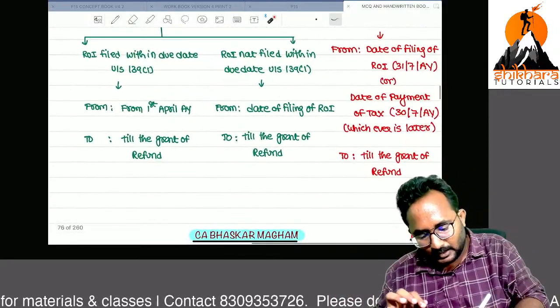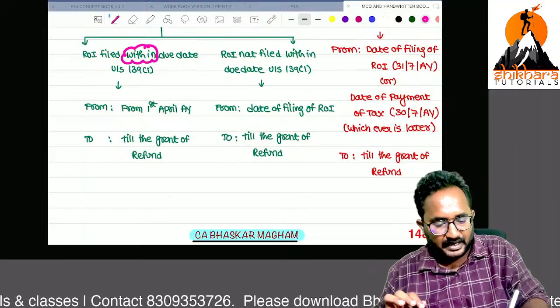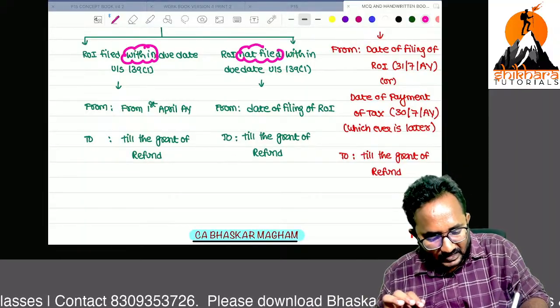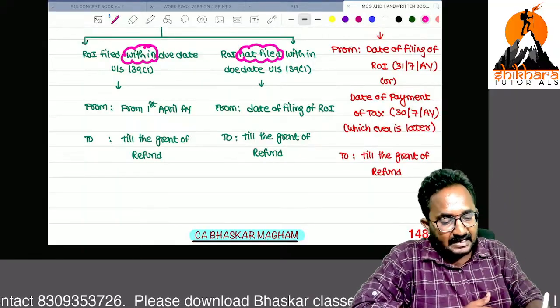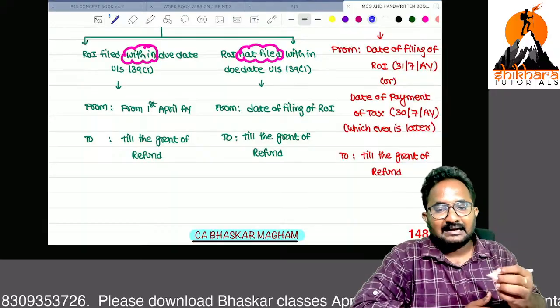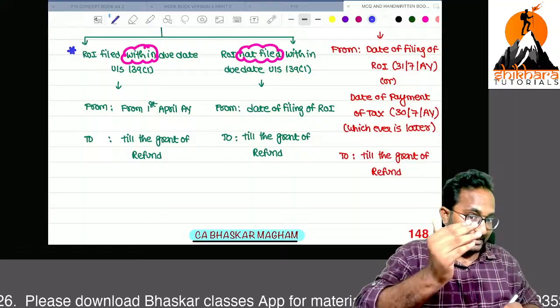Now you can raise one more question: sir, whether this person filed the return of income within the due date or not. Sir, many times, many tax practitioners say that please file the return of income within the due date. What is that advantage? I will tell you.